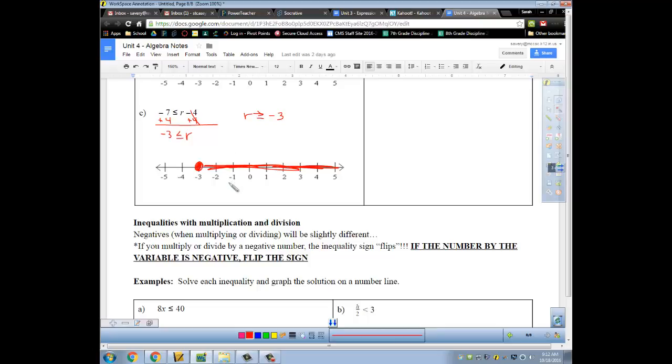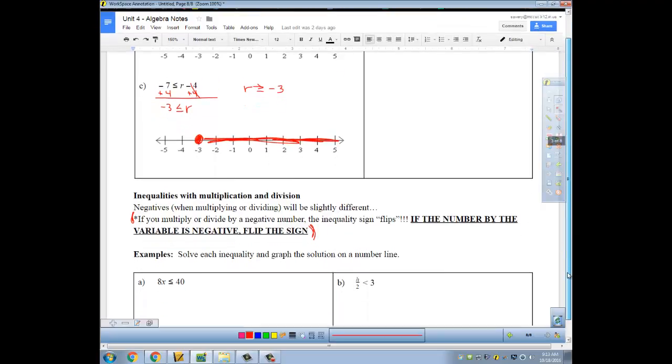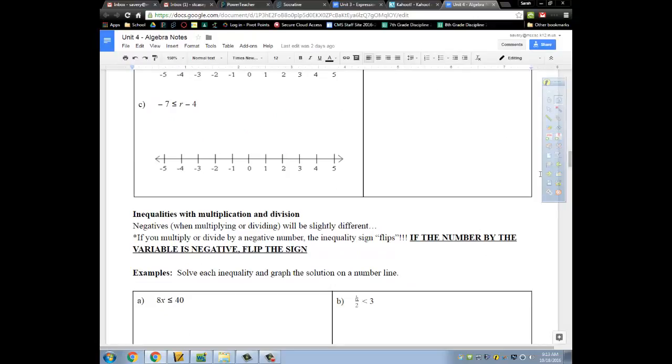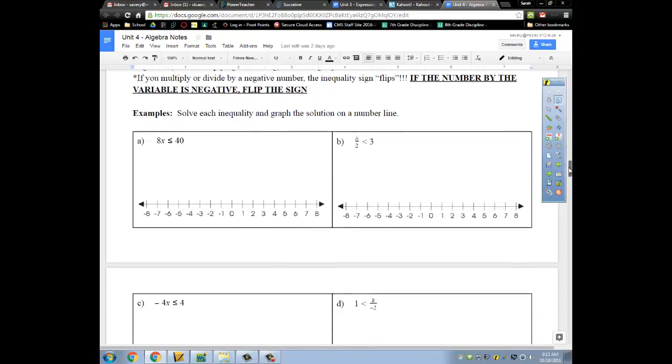Now, we're going to get into multiplying and dividing. When you multiply and divide, this part that I've written down is really important. If you multiply or divide by a negative, your inequality symbol will flip. More specifically, if the number by the variable is negative, flip the sign. So that's only for multiplication and division. Don't do it for addition and subtraction.